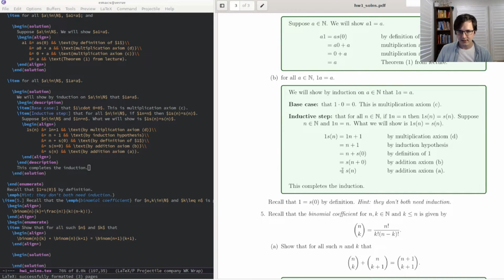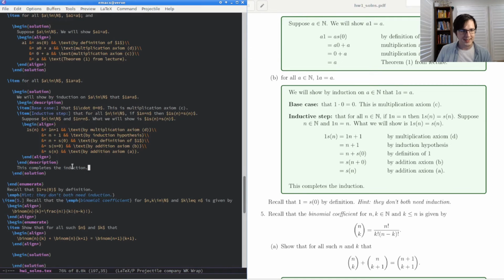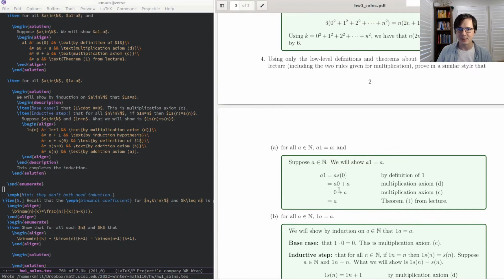Cool. Oh, maybe I should take that recall, and where do I put that? Well, I'll just delete the recall part because that's in the original homework.